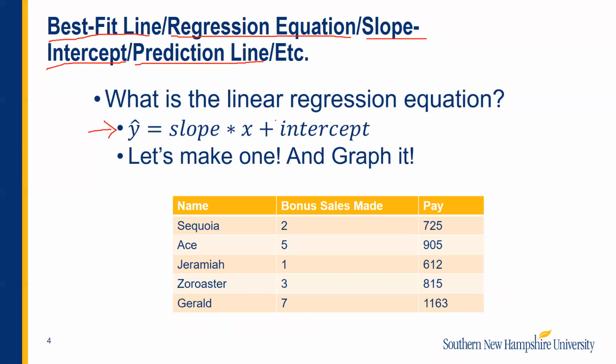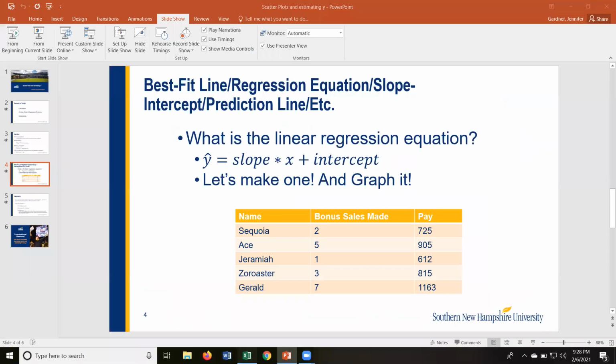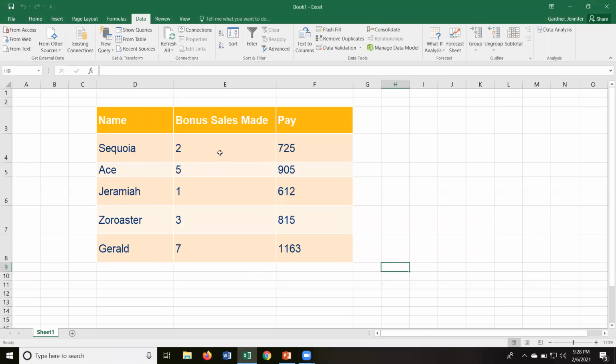I have some data here, and you're welcome to pause and try this on your own as well. You can type in these numbers, but I have them up in Excel, and we're going to go ahead and make the scatter plot, put the line into the scatter plot, and then from there we'll try and make our equation. All right, so you see I've already copied it over. We have these people who are working at this place. Then we have bonus sales that they made and the pay that they received. And we're going to see what happens here.